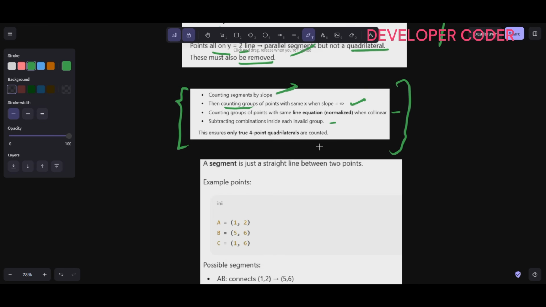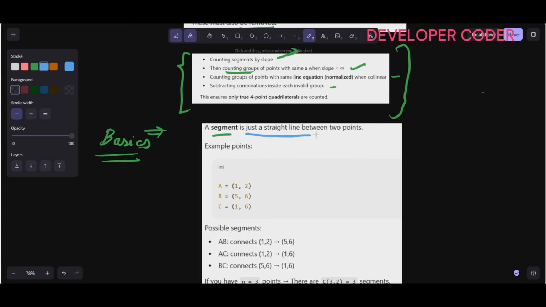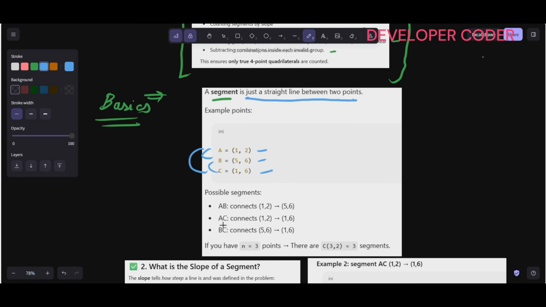Okay, so now let's understand what is a segment. Right now we are just going to cover a few basics. So a segment is just a straight line between 2 points. So here, let's say we have 3 points A, B and C. So AB is one segment, AC is one segment, BC is one segment. So possible segments are AB, AC, BC. And here we are connecting these two points.